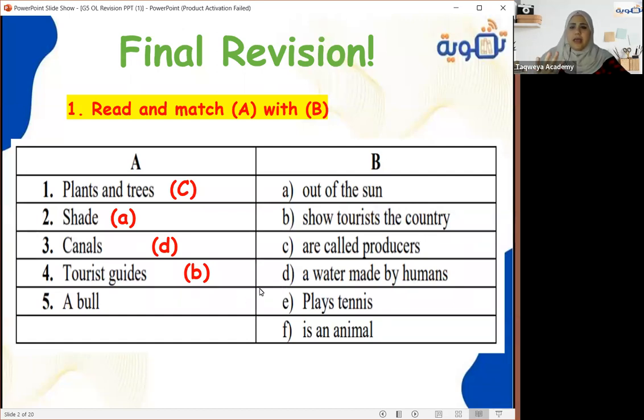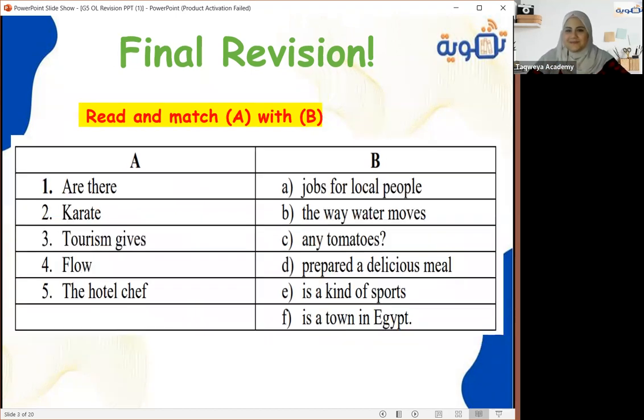Number 5, a bull. Still, I need the verb. Of course, it's not A or B or C or D. We already chose them. So we have E and F. A bull plays tennis? No, a bull is an animal. Let's see the next. Still read and match.